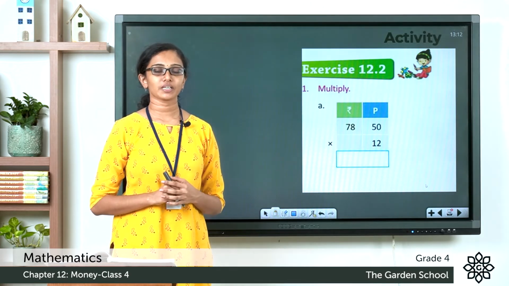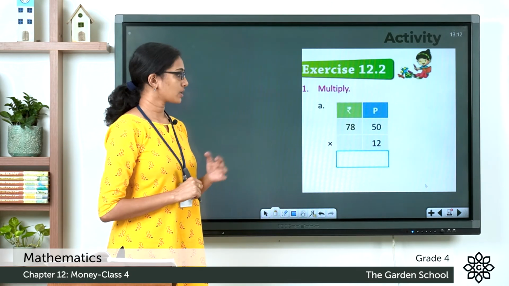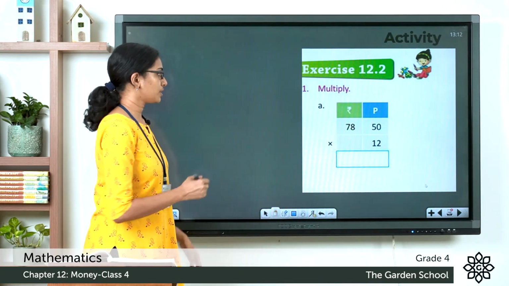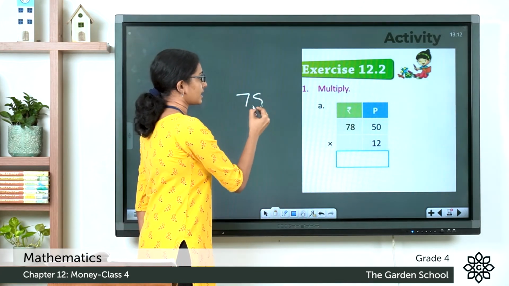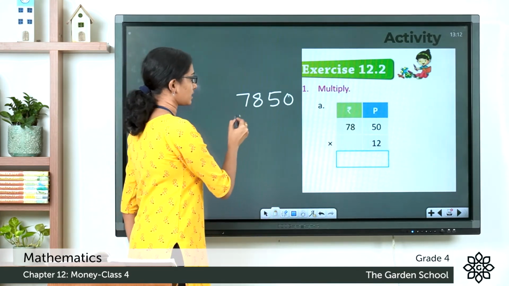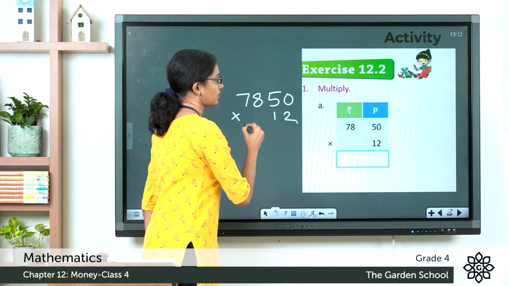Hope you are done with that question. Now let's see how we can do the multiplication. So the given question is 78 rupee 50 paise. So let's write it like this without the dot in between, and then the number 12.